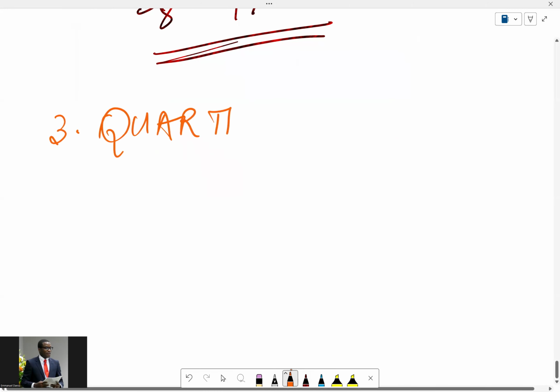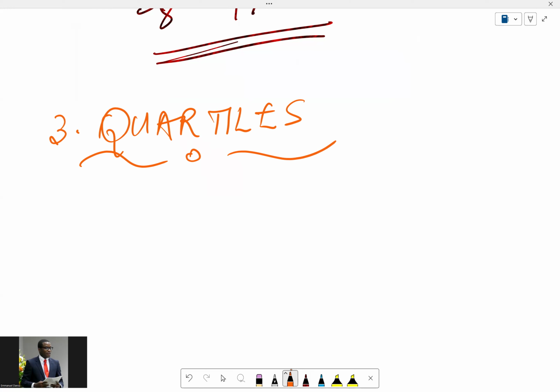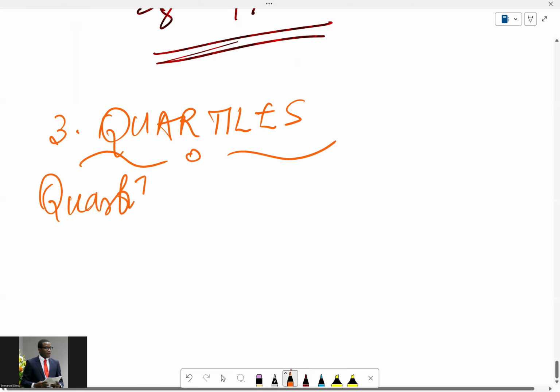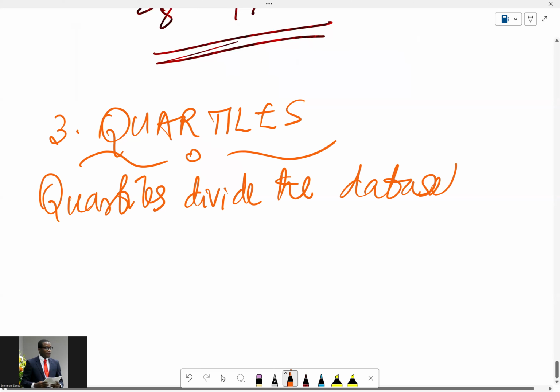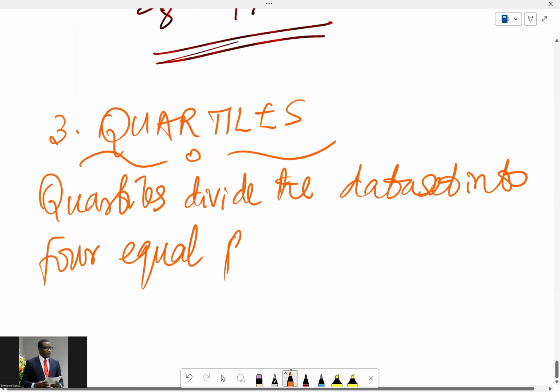Quartiles. Remember, percentiles divide your data into 100 equal parts. Deciles divide them into 10 equal parts. Quartiles will divide them into 4 equal parts. So quartiles divide the data set into 4 equal parts.